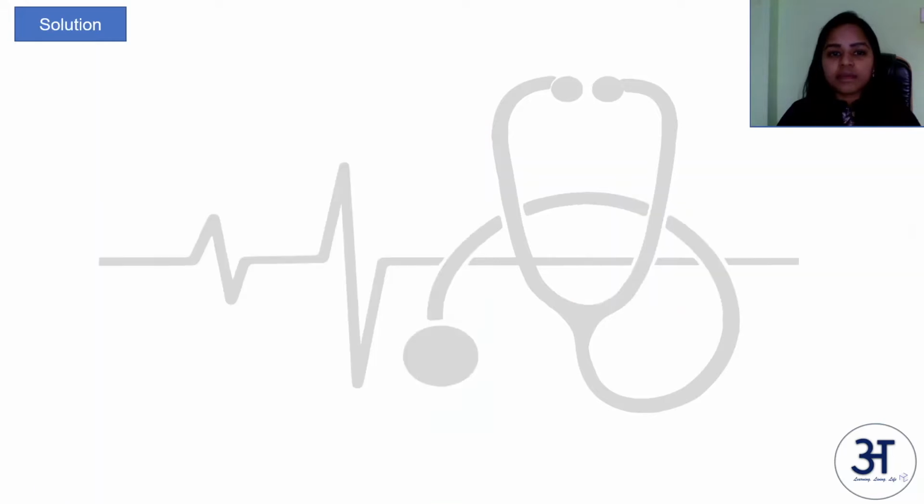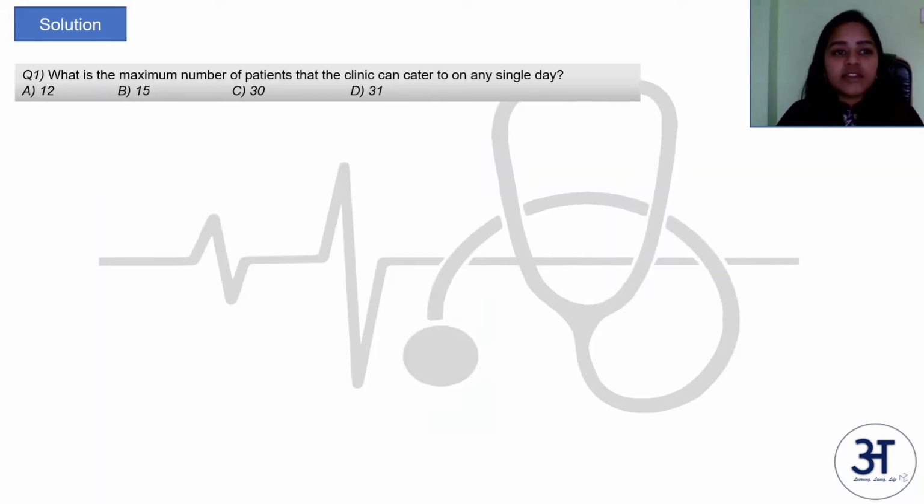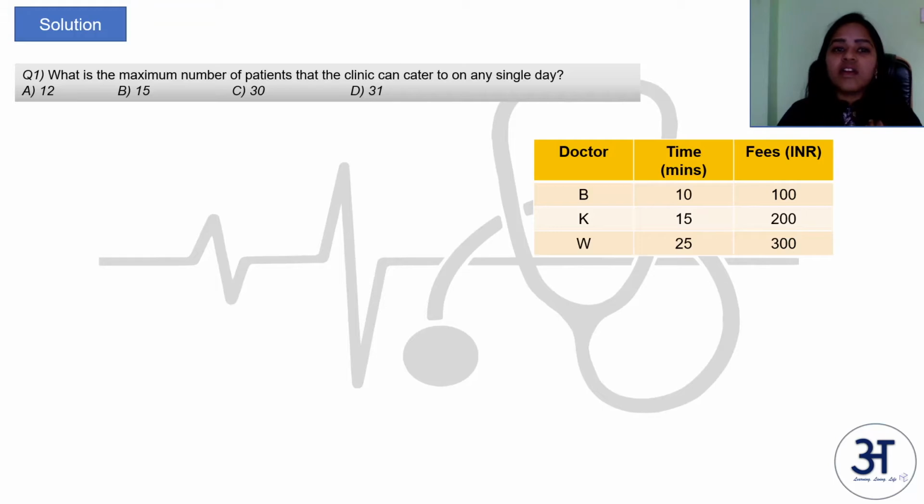Now let's begin. Let us look at the first question. What is the maximum number of patients that the clinic can cater to in a single day? So for this to happen, all the doctors should be occupied in that particular day. So now each day we have 9 to 11:30 a.m. as the timings. So we have 150 minutes per day. Now in this 150 minutes, it should be such that all the doctors are occupied continuously to ensure we find the maximum number of patients.